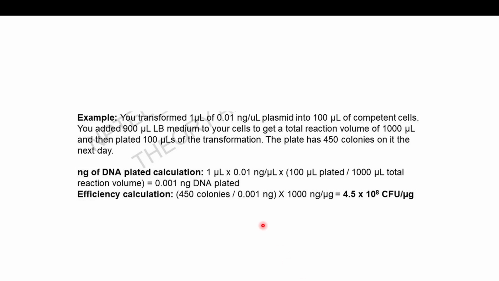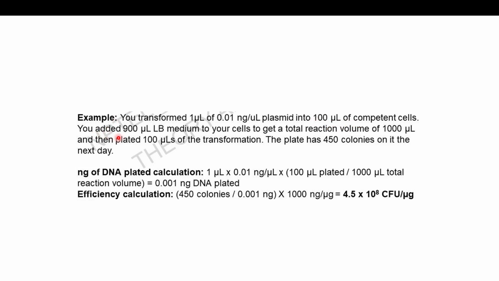Okay. Now, this is an example from the lecture video only. If you have transformed 1 microliter of this much plasmid, from here what you will get is how much amount of plasmid you put in. So this will be 0.01 nanogram of plasmid you put, because this is the concentration of the plasmid, and in 1 microliter, this much amount of DNA is present. If you are putting in 1 microliter only, then this much amount of DNA will be going in, and the volume of competent cells is 100 microliters.